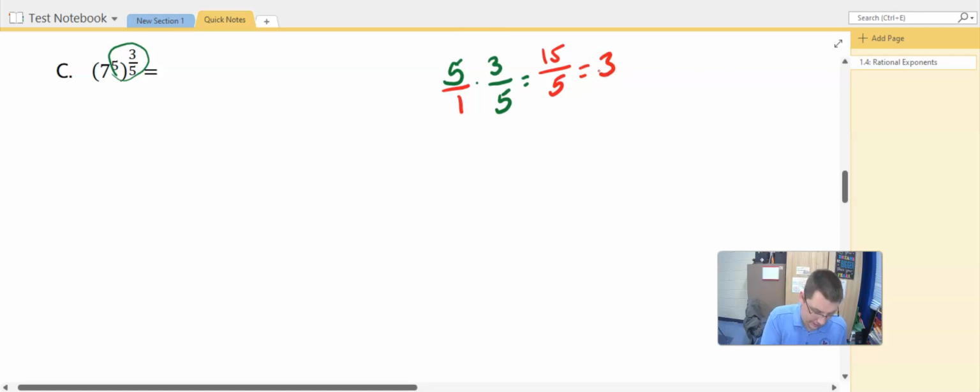3. And so this is going to give us 7 to the 3rd power. And again, for what we're working on here, we can leave it 7 to the third. If we actually need the value, we can rewrite it, and 7 to the third is 343.